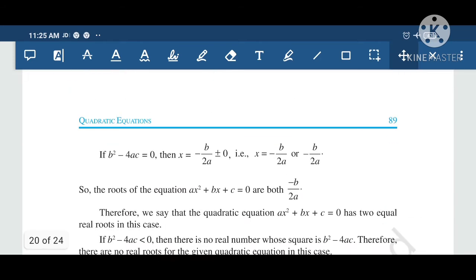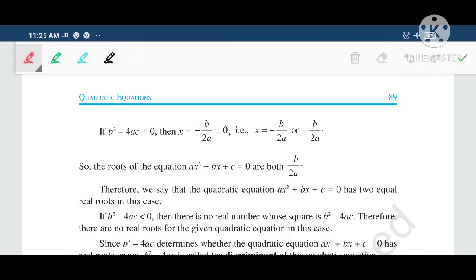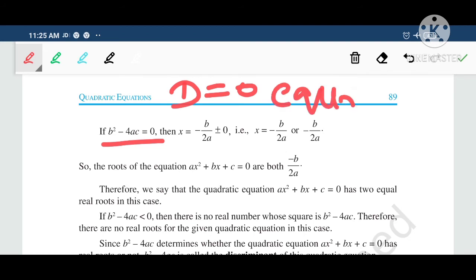b square minus 4ac is equal to 0. As I already told, the discriminant has three conditions. First we took greater than 0. Here we take d is equal to 0, that is b square minus 4ac is equal to 0. Unlike the case of two distinct roots, here d is equal to 0 means we have equal roots.